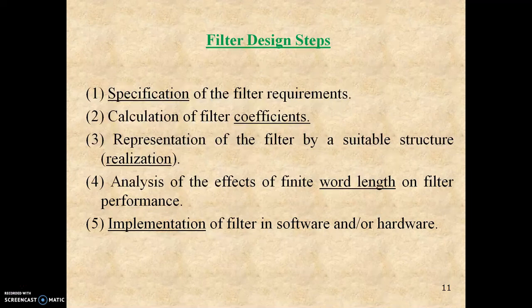If we want to design a digital filter, then it involves 5 steps. First is specification of the filter requirements. Second is calculation of filter coefficients. Third is representation of the filter via a suitable structure. Fourth is analysis of the effects of finite word length on filter performance. Implementation of the filter in software and/or hardware is the last step. I will explain these steps in detail in my next video.